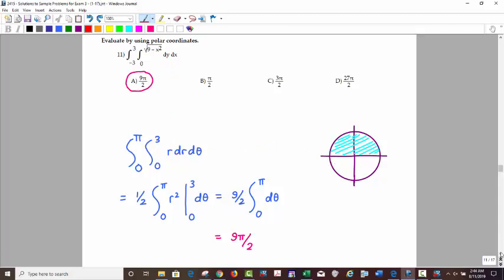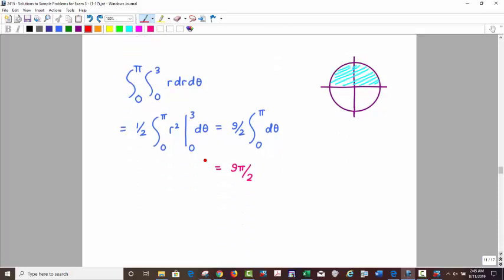So this is pretty simple. You now integrate, so r will be 1/2 r squared. There's the 1/2. Put in 3, put in 0, makes that a 9, so it makes it 9/2. Then we go 0 to pi, and then d theta. And then that just makes theta, so it's 9 pi over 2. And there we have it. So it'll be 9 pi over 2.